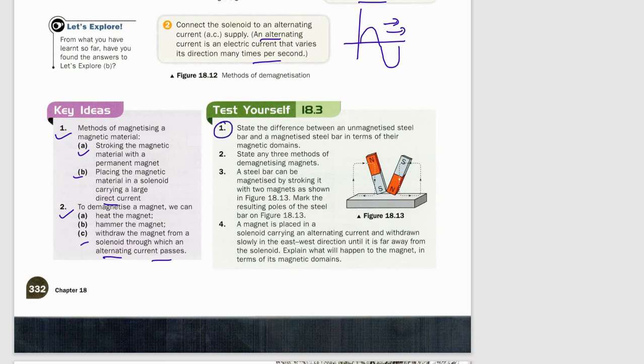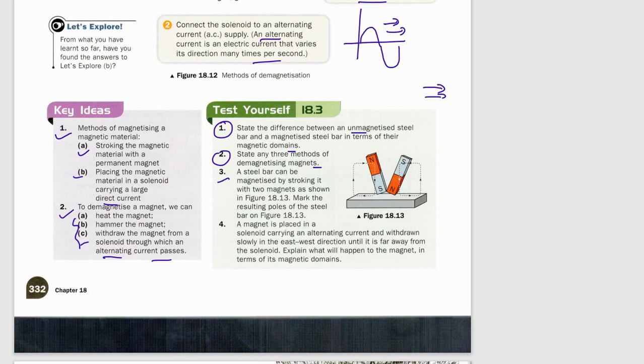State the difference between an unmagnetized steel bar and a magnetized steel bar in terms of their magnetic domains. Just now we discussed that in an unmagnetized steel bar, the magnetic domains are not oriented in any particular direction. However, when it is magnetized, they are aligned in one particular direction, and finally they generate a polarity. Now the second question: just now we discussed the three methods of demagnetization. You can write these three methods.